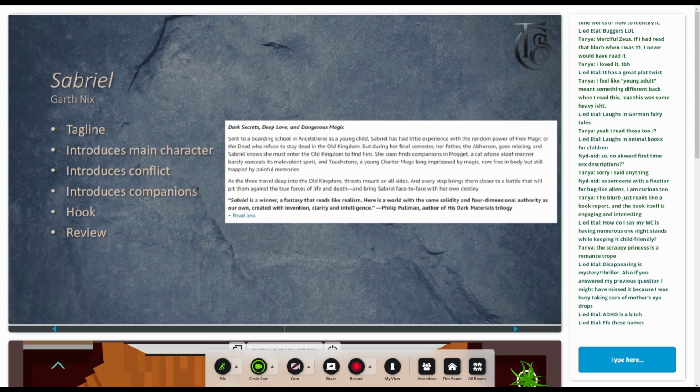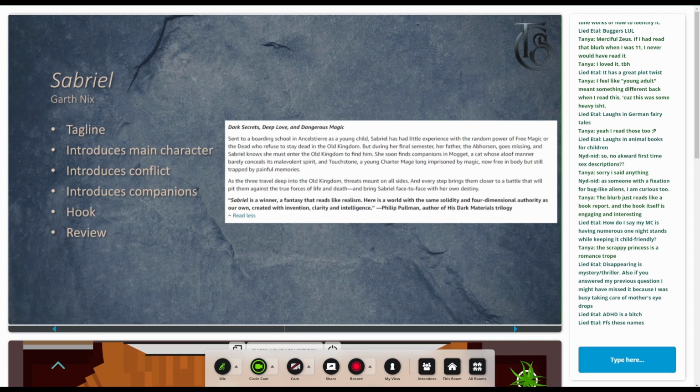So, we have a tagline here, dark secrets, deep love, and dangerous magic. And I know because I asked him that Garth Nix wrote that himself. His blurb was written by himself and tweaked by his editor, but he did a lot of this work. And you can tell because it shows an intimate familiarity with the novel.